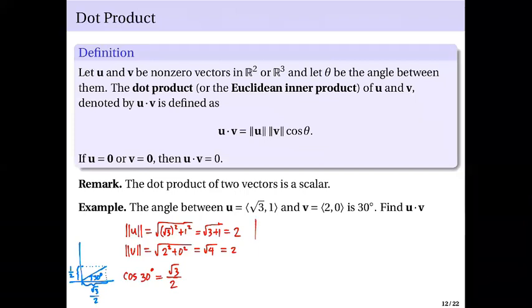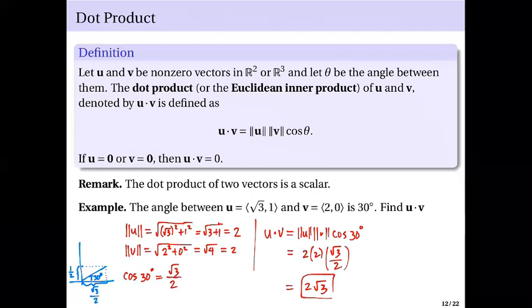Therefore, u dot v is the magnitude of u, the magnitude of v, cosine 30 degrees. So this is equal to 2 times 2 times square root of 3 over 2. And this is equal to 2 square root of 3. Okay? So again, we just use this formula.